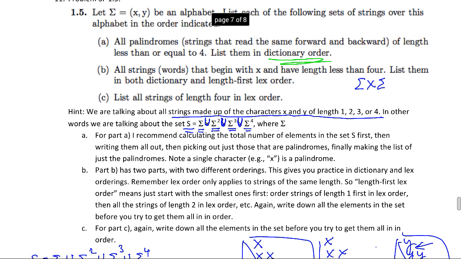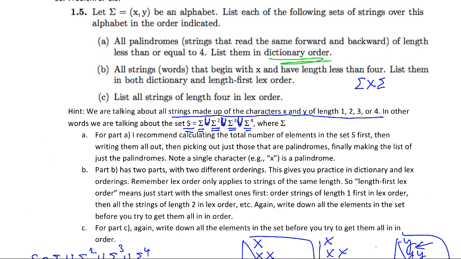Part B says all the strings or words that begin with X that have length less than 4, list them in dictionary and length versus lex. I guess I'm going to make a new video to do the last 2 parts, and I'll quit this video here.